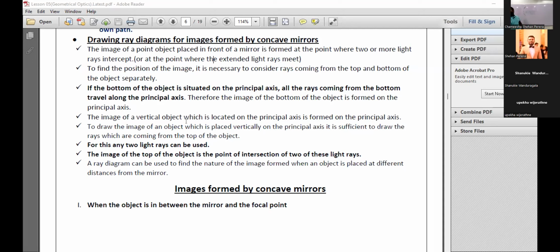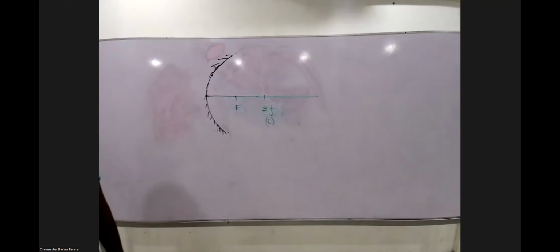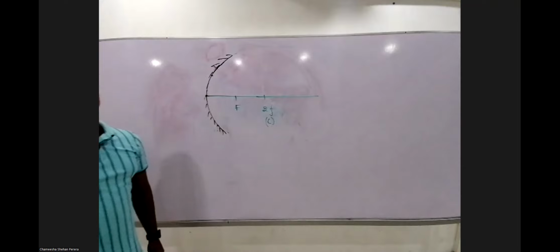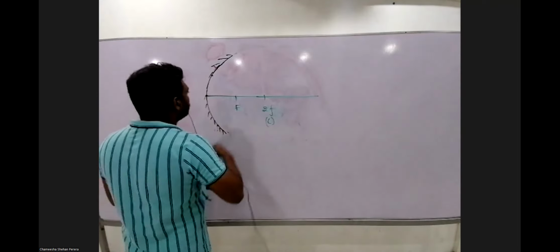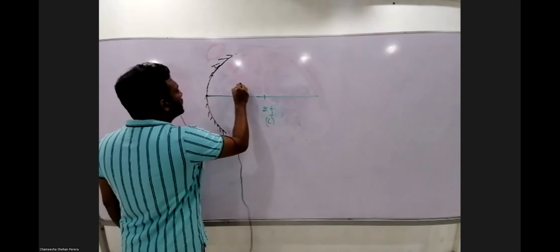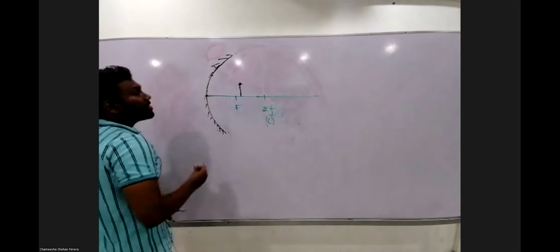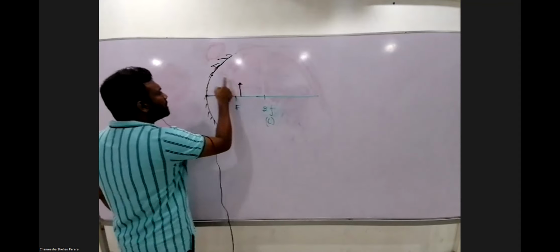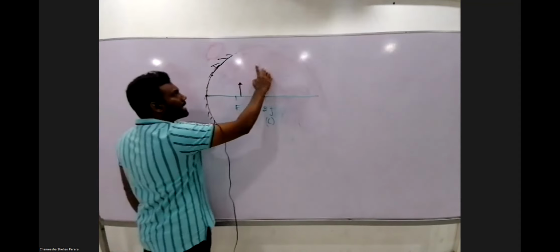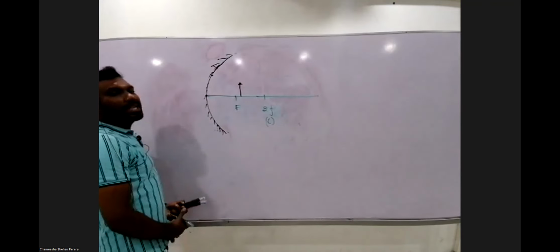If you keep an object in front of a plane mirror, we are not going to keep any big giant object. We are going to place a point object here as well, like we placed a point object in front of a plane mirror. The same thing is done here. So you have to consider two light rays reaching the concave mirror surface from this object, and the interception of the two light rays reflected by the mirror is how you create the image here.